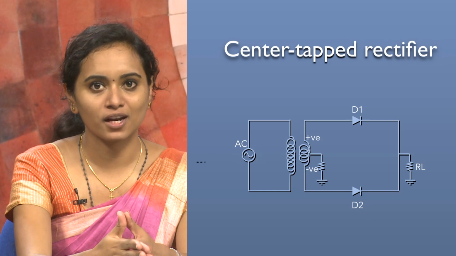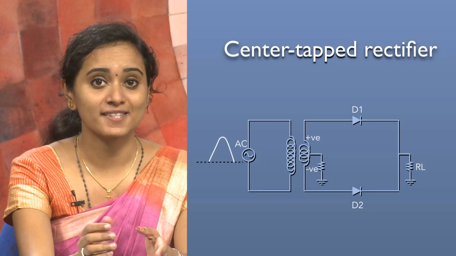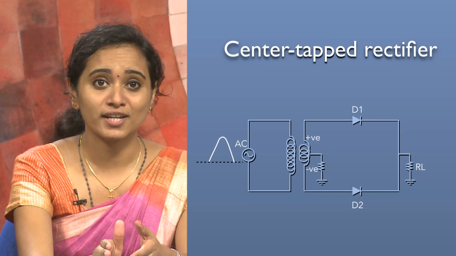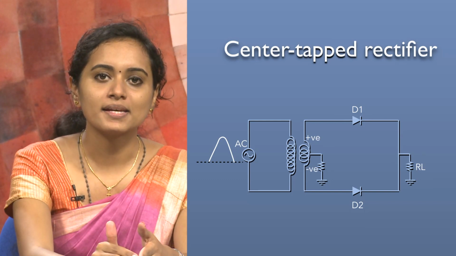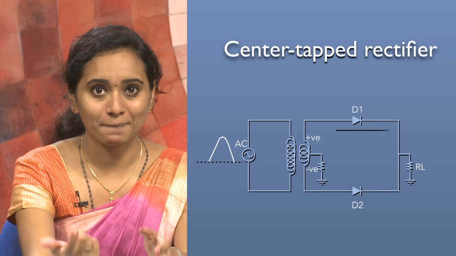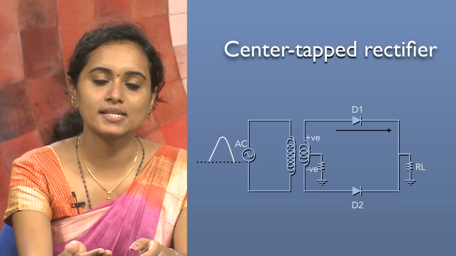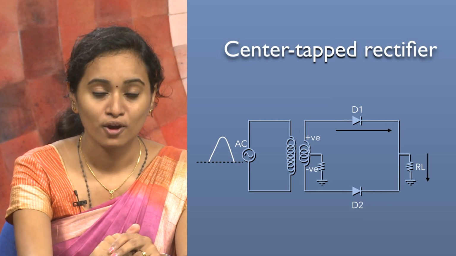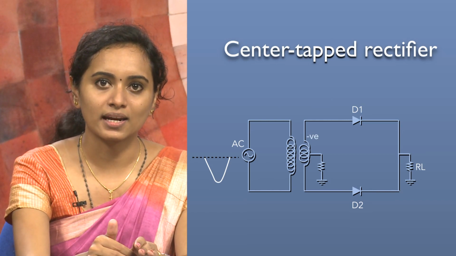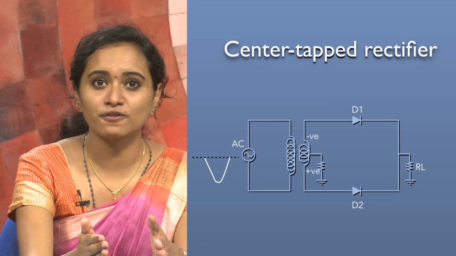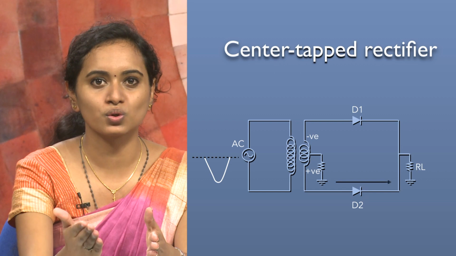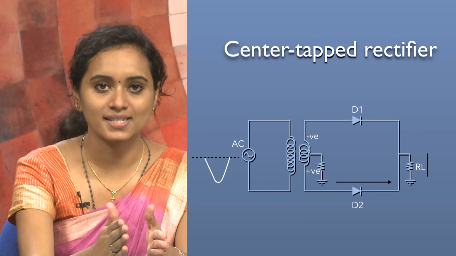For a positive half cycle of the input voltage, the polarities of the secondary voltages are shown here. You can clearly see that the secondary voltage polarity is such that it forward biases diode D1 and reverse biases diode D2. The current path is through D1 and the load resistor RL as indicated. For the negative half cycle of the input voltage, the voltage polarities on the secondary are like this. Clearly, this condition reverse biases D1 and forward biases D2. The current path is through D2 and R as indicated.